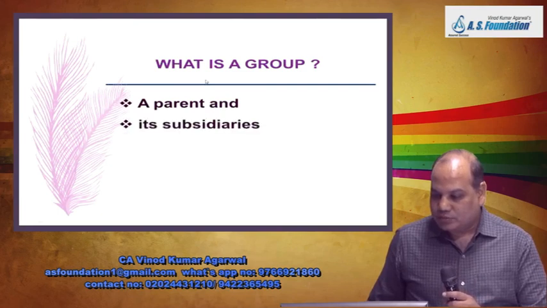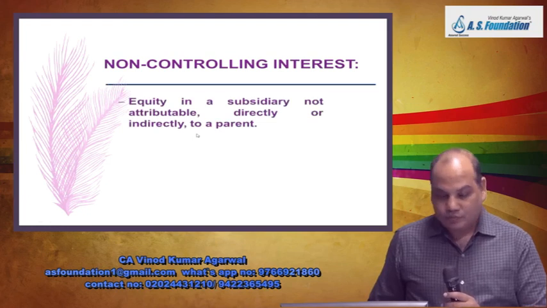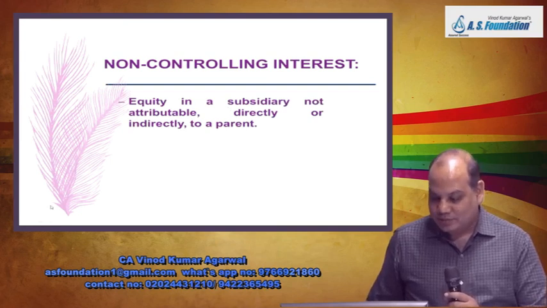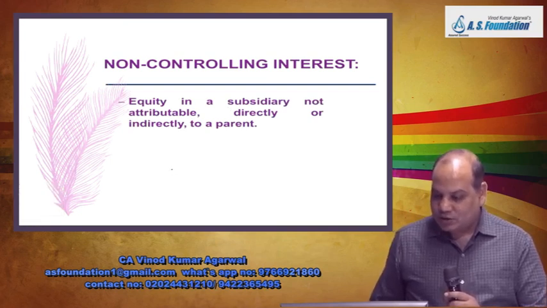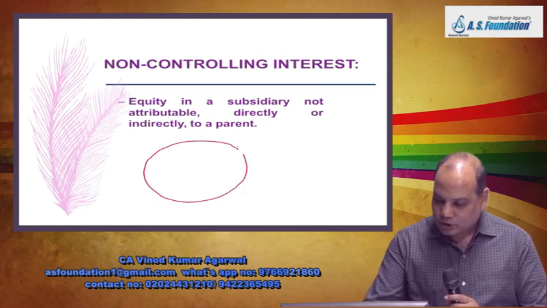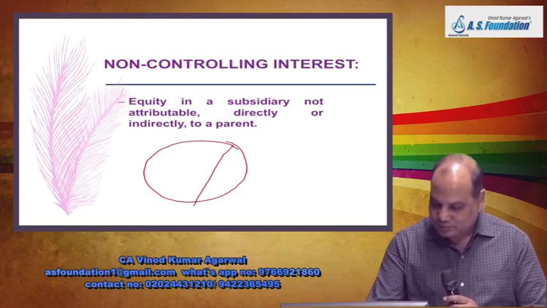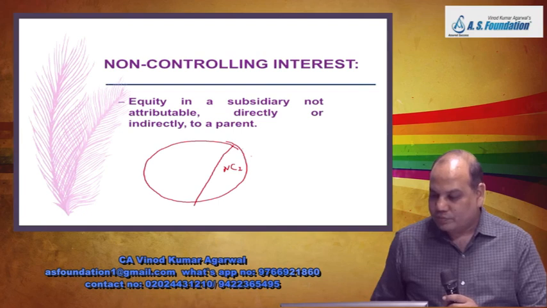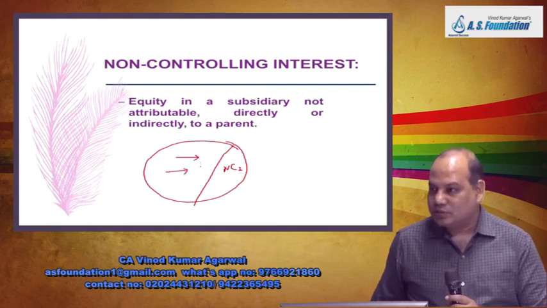What is a group? Group means, once again, parent and subsidiaries. Who are NCI? Who are non-controlling interest? So non-controlling interest is equity in a subsidiary which is not attributable to the parent directly or indirectly. Directly means the parent may own the stake. Indirectly means through its subsidiary it can own the stake.